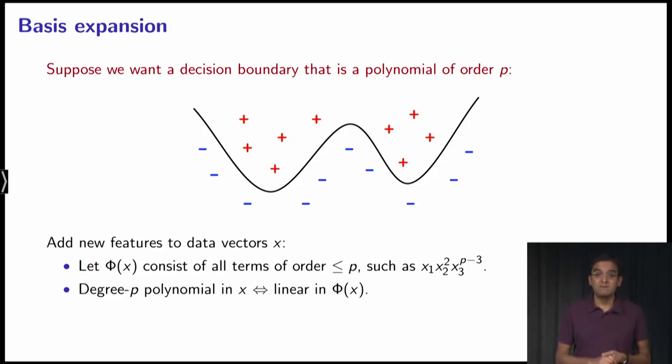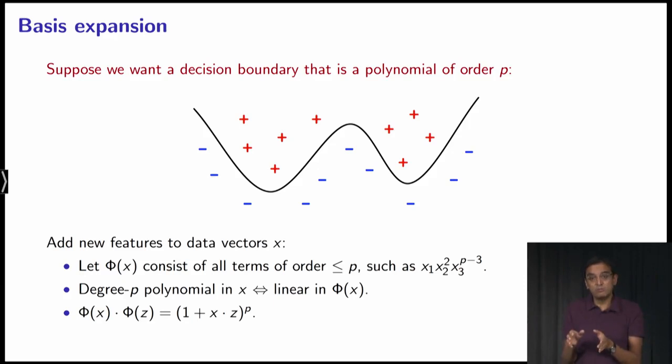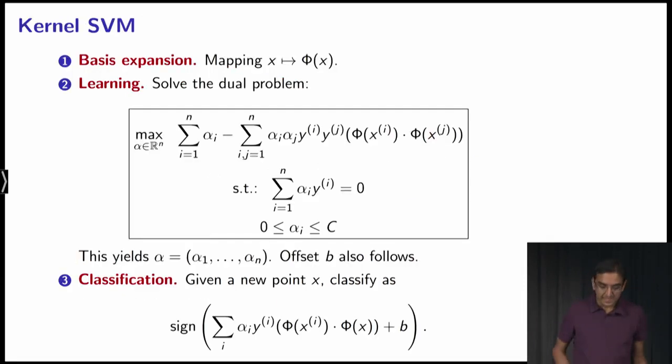For perceptron and for the SVM, all we need to be able to do is to compute dot products. And it turns out that we can do these efficiently. Okay, so as we saw last time, the dot product between phi of x and phi of z is just (1 plus x dot z) raised to the power of p. So in other words, to compute the dot product between two high-dimensional vectors, phi of x and phi of z, we just need to compute the dot product in the original space, and then add 1 to the answer and raise it to the power of p. It's easy. Okay? And this gives us the kernel SVM algorithm that we saw last time.